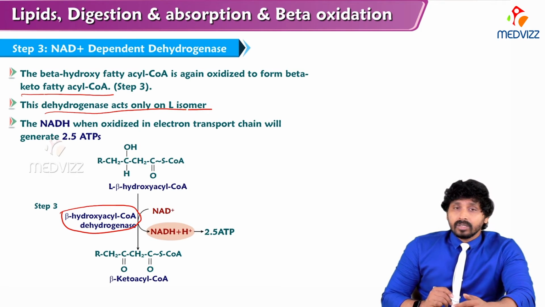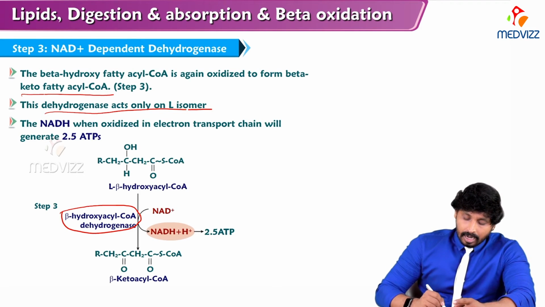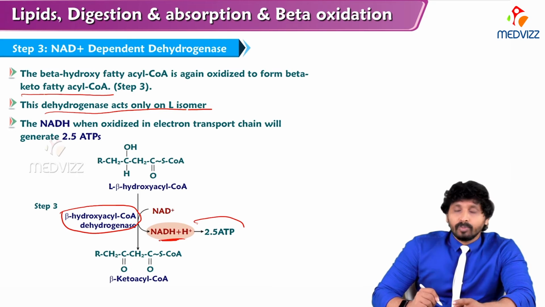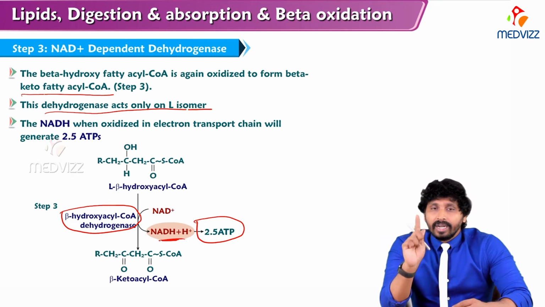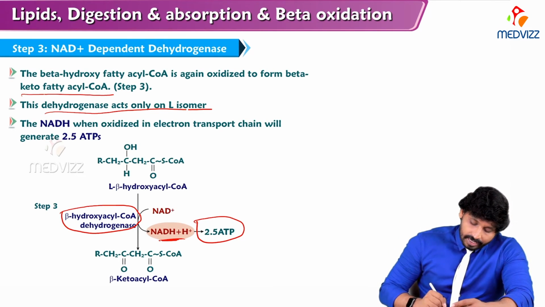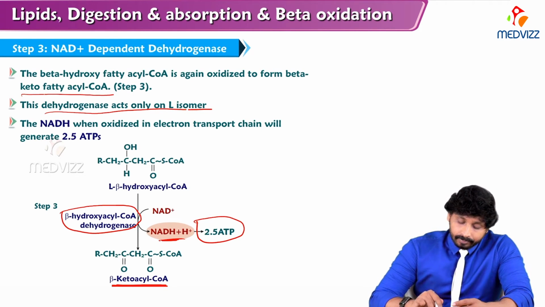Beta-hydroxyacyl-CoA dehydrogenase. NAD accepts the 2 hydrogens and is liberated as NADH. So how many ATPs will you be getting? 2.5 ATP. One FADH2 produces 1.5 ATPs and one NADH H+ produces 2.5 ATPs. So finally it is forming beta-ketoacyl-CoA. So 3 steps we have completed.